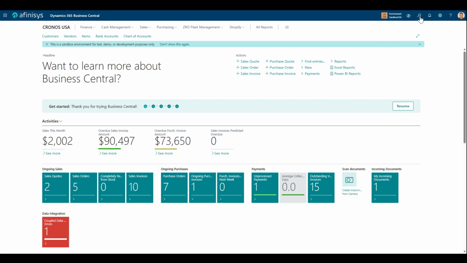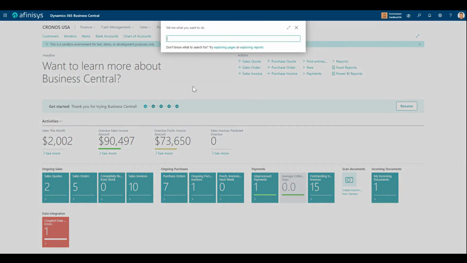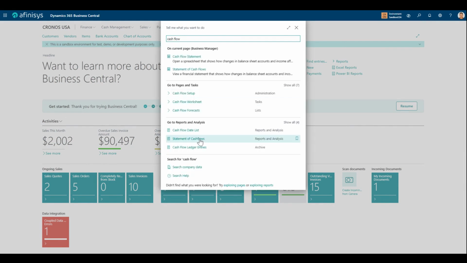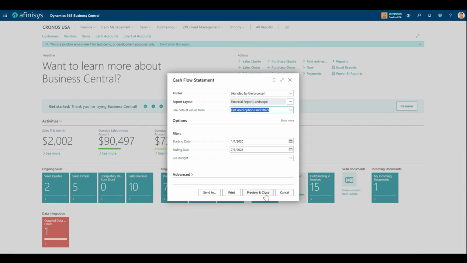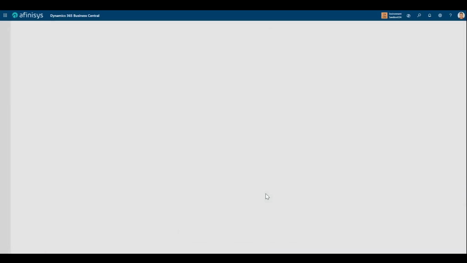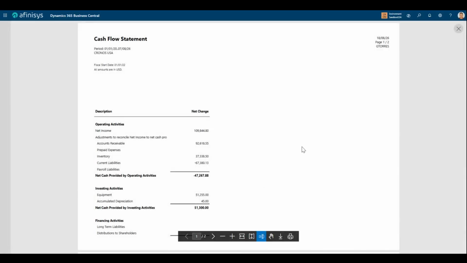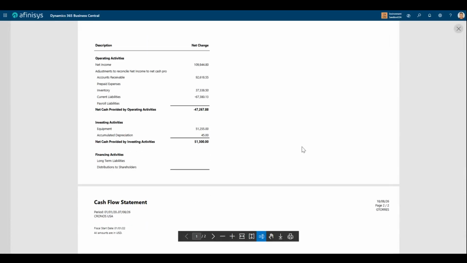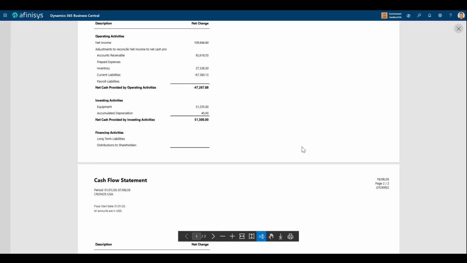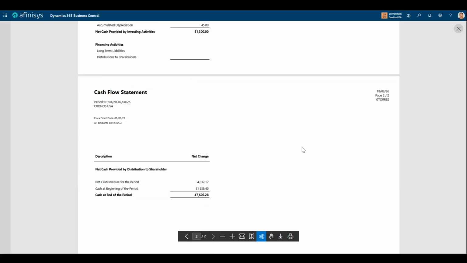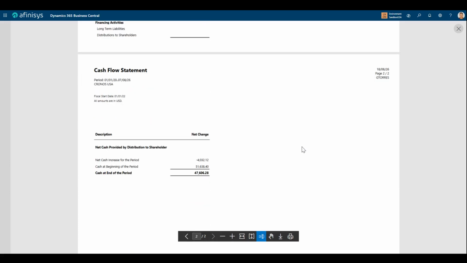To take the analysis one step further, Business Central also provides a formal cash flow statement. This report organizes financial activity into operating, investing, and financing activities, providing a structured view of how cash is generated and used throughout the business. It helps management understand not just the ending cash balance but the factors driving that result.